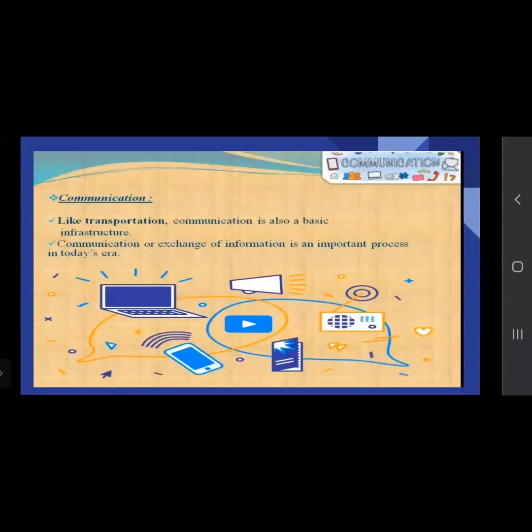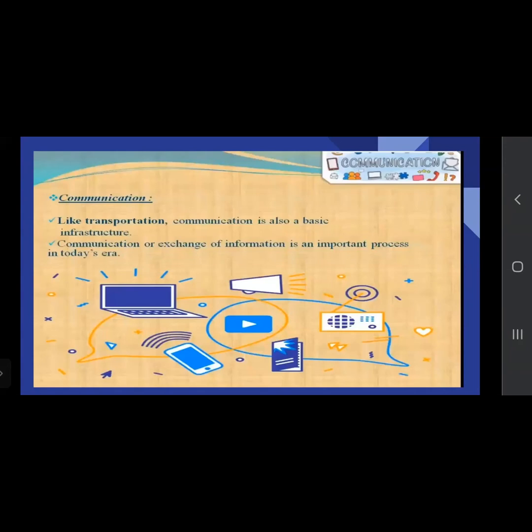Now we will move to the next topic, that is communication. We have seen transportation. Like transportation, communication is also a basic infrastructure. Communication, or exchange of information, is an important process in today's era. So communication is the exchange of information, and it is a very important process in today's time.